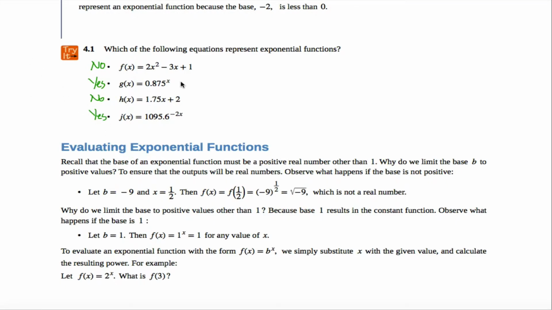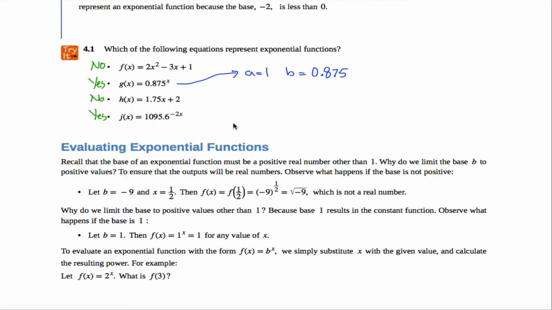So some explanations. Why is G an exponential function? I thought it had to be a times b to the x power. What's a? Well, there is an a there. It's just equal to 1, so you don't even have to write it. This is equal to 1 times this number to the x power. And therefore, b is equal to 0.875, which is totally fine. Just remember, b has to be a positive number. This is a positive number that's not equal to 1. That's not equal to 1, so I'm good.